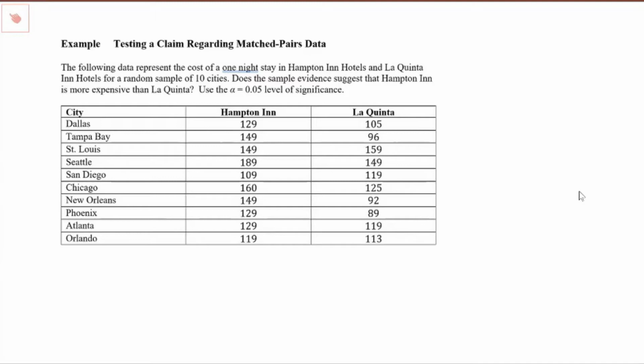Secondly, this is a random sample because we randomly selected hotels for each of these 10 cities. And so we do have a random sample. Next, what we want to do is verify that the difference in the data is approximately normal with no outliers. We need to check that requirement because our sample size is small. So I'm going to have to enter this data into StatCrunch.